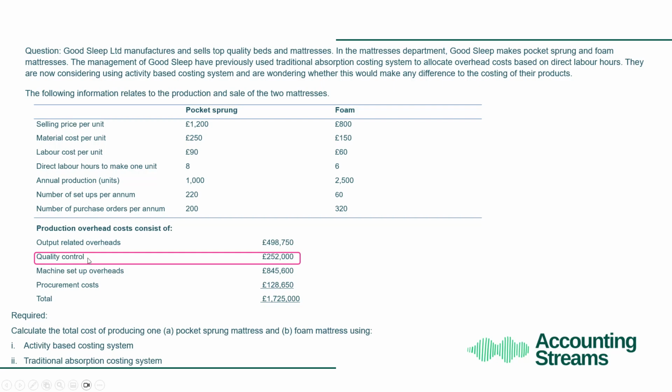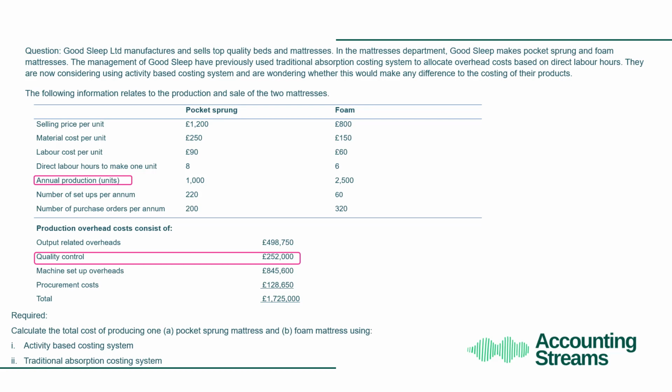So with quality control costs, this might include the cost of inspecting the mattresses to make sure that they are safe to sell. So what would be the most accurate way to allocate £252,000, which is the quality control, to pocket sprung mattresses and foam mattresses? So again, I would go for annual production in units. Now, if I had something like, let's say, number of inspections, that may be closely related to the quality control cost compared to the number of units produced, but we're not given that information.